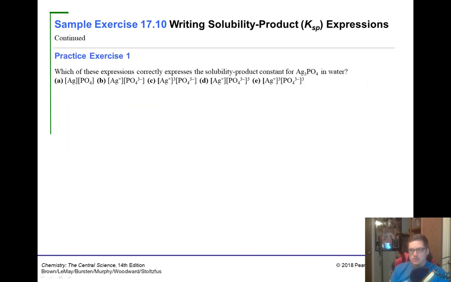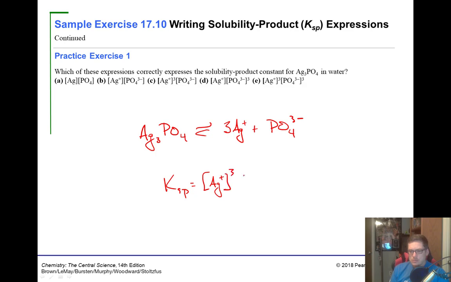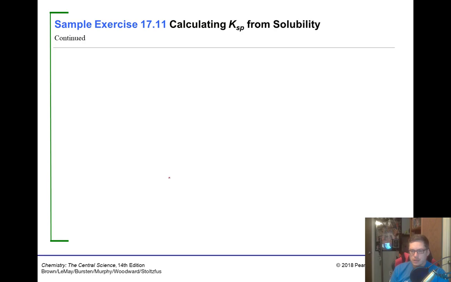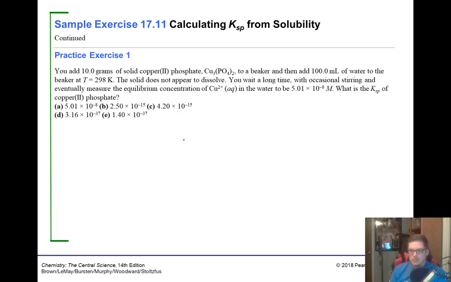It says, which of these expressions correctly expresses the solubility product constant for Ag3PO4 in water? Well, this is pretty easy. What we got to do is write out our equilibrium expression for Ag3PO4. So this guy becomes that. So we're going to get 3 silvers and 1 phosphate, 3 minus. So our KSP is going to be equal to Ag plus cubed times PO4 3 minus. All right, so does that match one of our guys here? Let's hope so. Ag plus cubed, nice. Boom, nailed it.